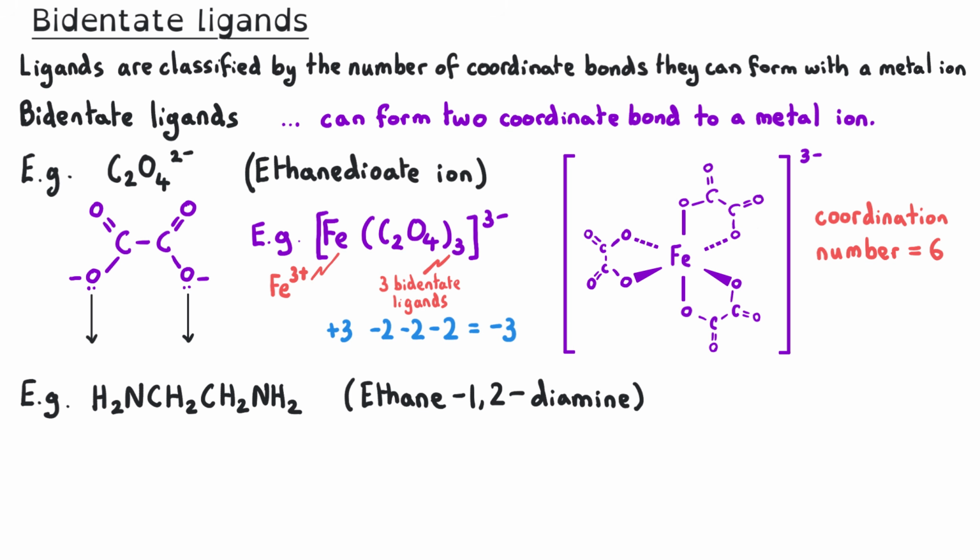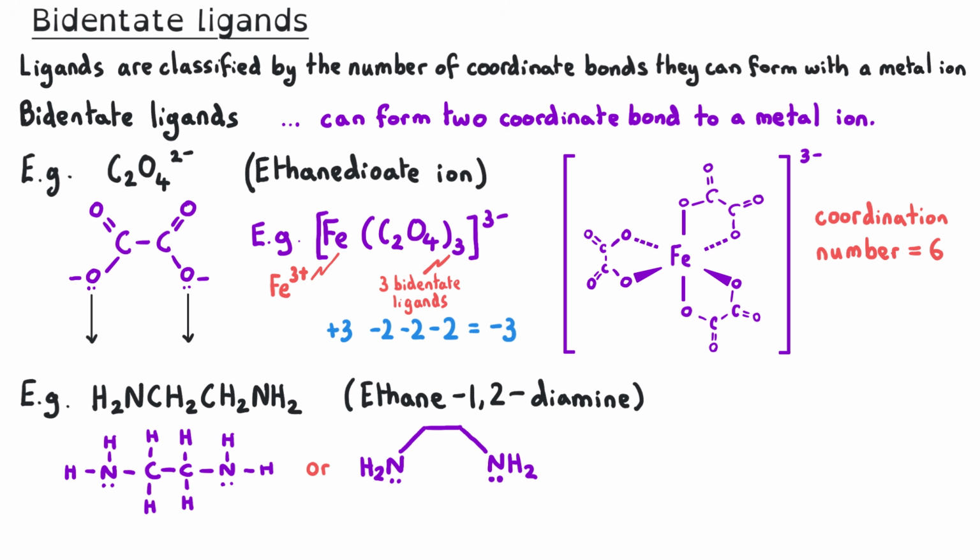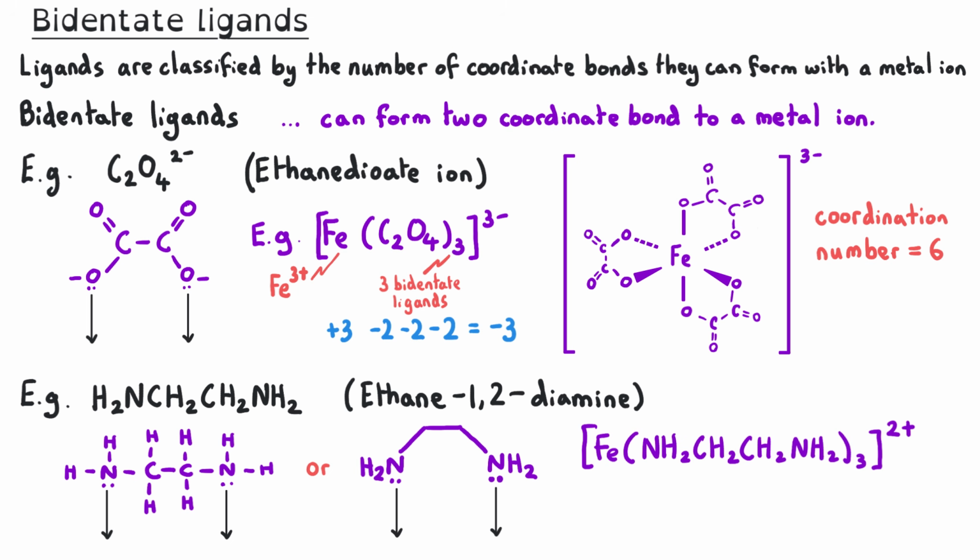The other bidentate ligand that you need to know is ethane 1,2-diamine, and this is its structural formula here. It's only when we see the displayed formula or the skeletal formula for this ligand that we see the 2 points that coordinate bonds can form from, on these 2 nitrogen atoms this time. Again, 3 of these ligands would bond to an iron ion, for instance, and we would get the complex like so: Fe, and then the formula for the ethane 1,2-diamine ligand. We've got 3 of them, and overall this time I'm giving it a 2+ charge because I'm saying that the iron is a +2 ion.